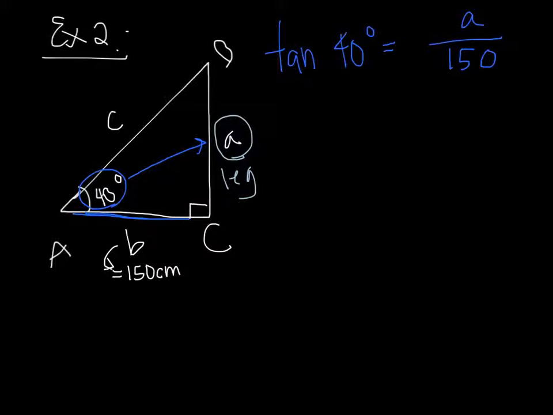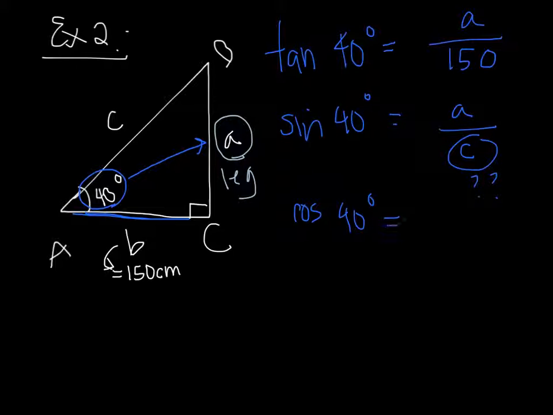Now, the reason I didn't use sine of 40. Well, the sine of 40 is opposite, okay, that's A, over hypotenuse, and my hypotenuse is C. Well, this is not wrong, but this is not going to help us because we don't know what C is, so we have two unknowns. And then similarly, if you use cosine of 40 degrees, well, the cosine of 40 degrees, by definition, is the side adjacent to angle 40 over hypotenuse. So that would be 150 over C.